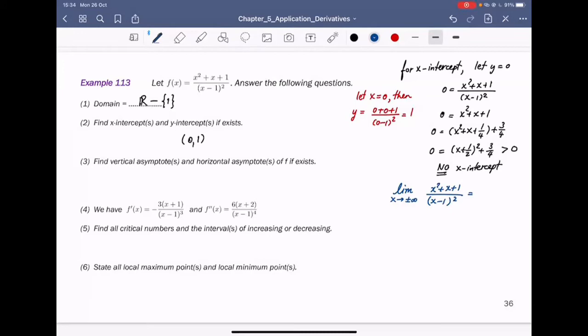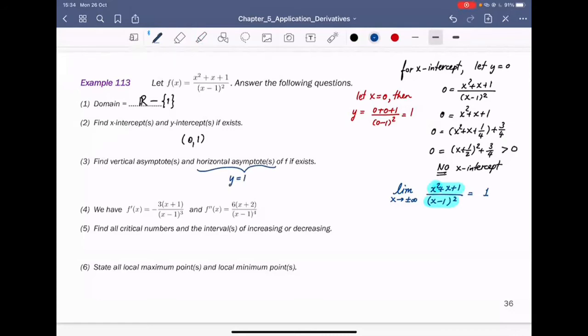You compute this limit, and as you learned in chapter 1, the limit is 1. How do you know that? Because you have polynomial over polynomial, right? And the highest degree on the top is 2, the highest degree on the bottom is 2. So you can see very quickly that the limit is 1 because the ratio of the coefficients is 1. Which means y equal to 1 is your horizontal asymptote.